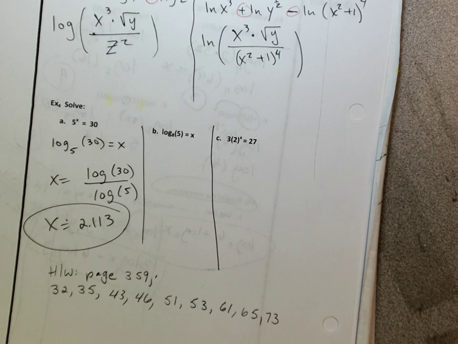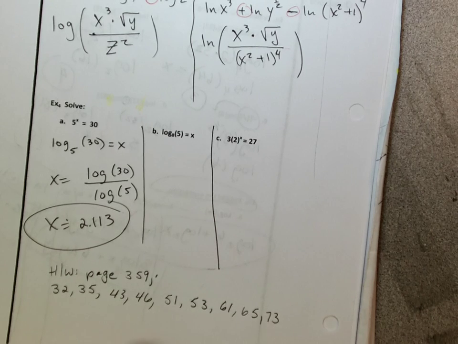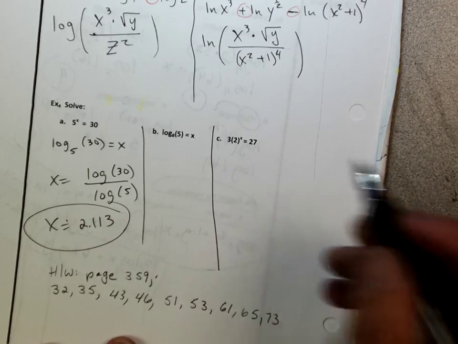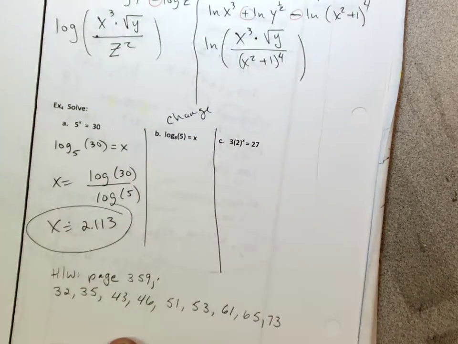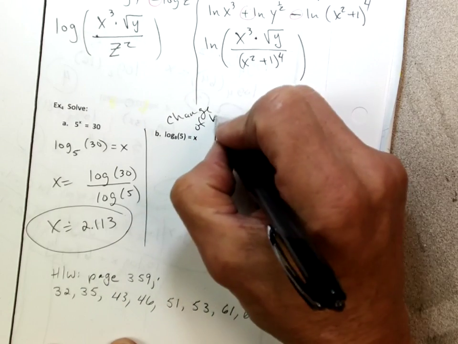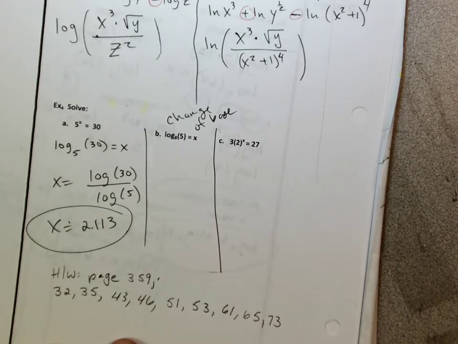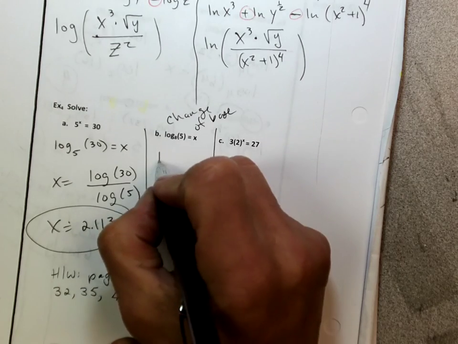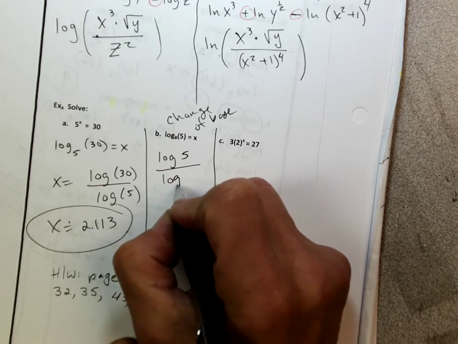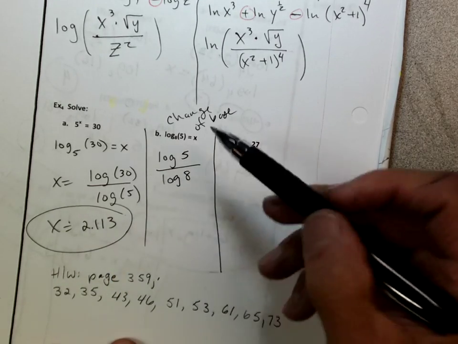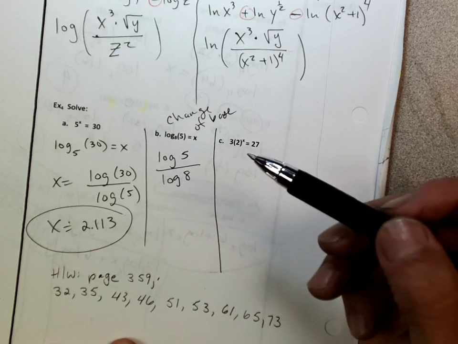Okay, what do you think about B? What do you think you're going to do with B? You're going to change it to exponential? We can, but why don't we go straight to change of base? So how does the change of base work? Log 5 divided by log 8. It's the log of this one divided by the log of the base. That's how you do it.